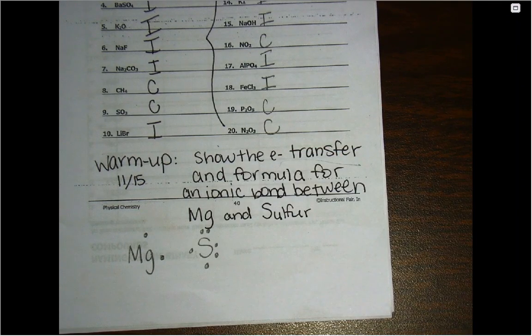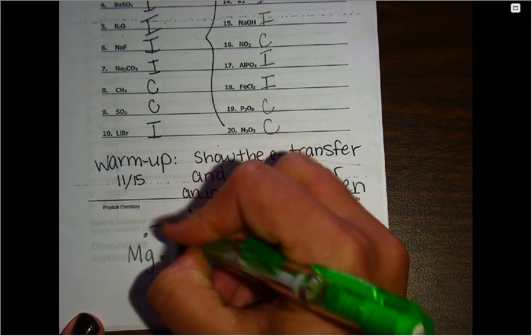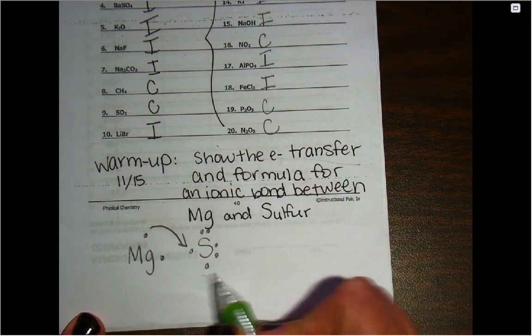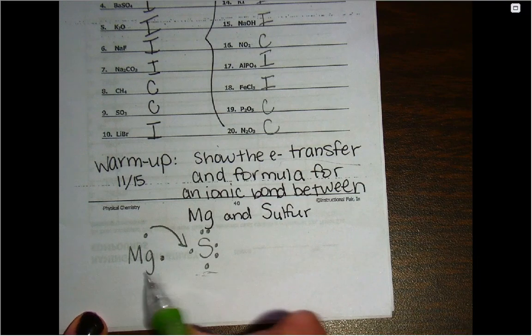Next step is we show the actual transfer. So we're going to take that first one. We're going to give that one over to sulfur. Sulfur still doesn't have 8. This one still doesn't have 8.